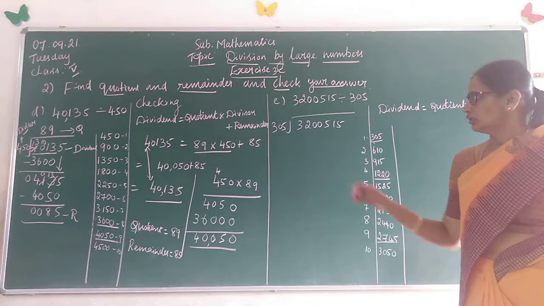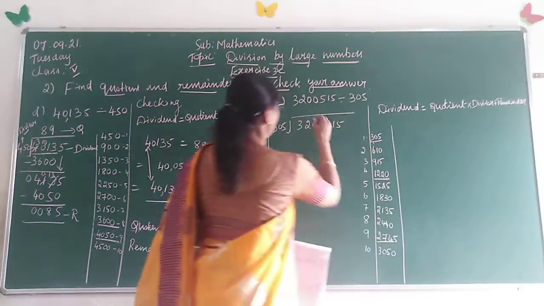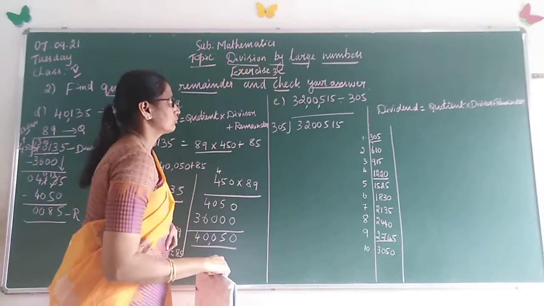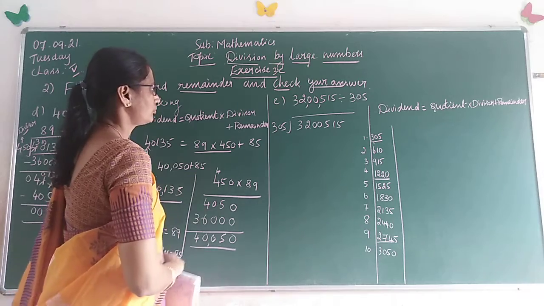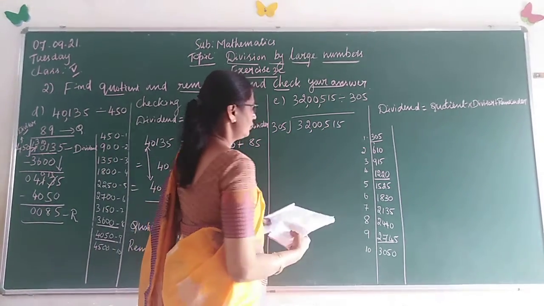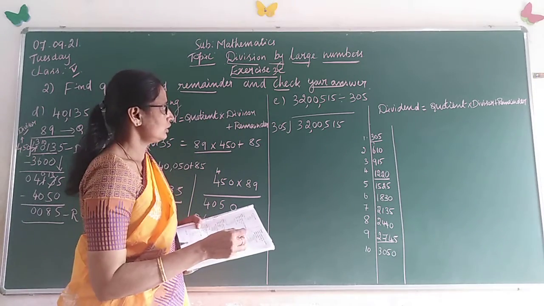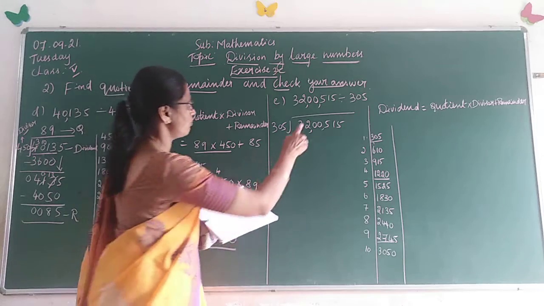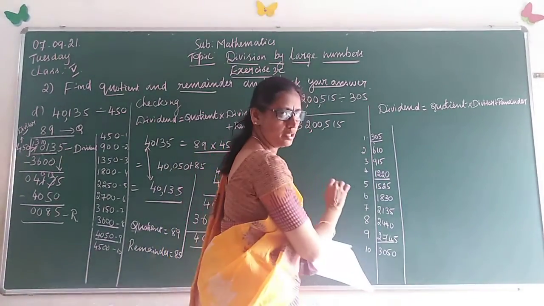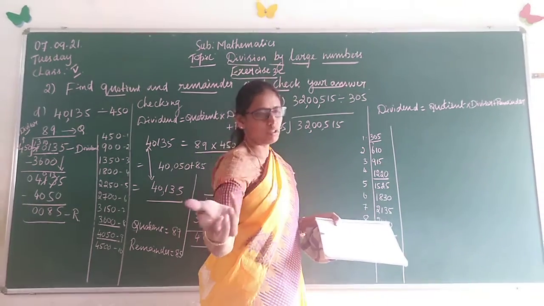Now we are going to do E sum. E sum is, children, the number given, the number is 32,515. 32,515 you should divide by 305. So you should write 305 tables in here. See, after 10, you have to multiply and you write it in your working column.